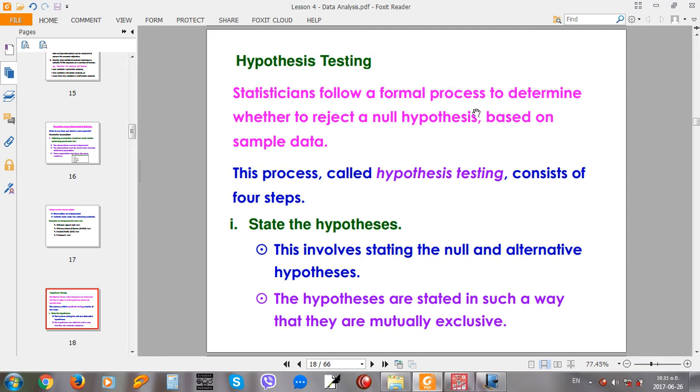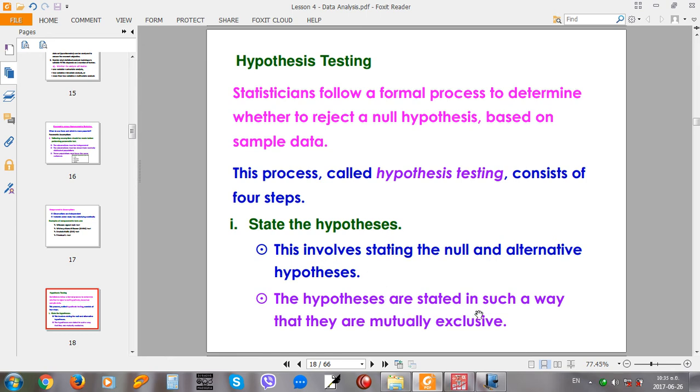That is hypothesis testing. Statisticians follow a formal process to determine whether to reject a null hypothesis based on sample data. There are two types of hypotheses: the null hypothesis and the alternative hypothesis. This process, called hypothesis testing, consists of 4 steps. The first one is to state the hypotheses. This involves stating the null and alternative hypotheses.